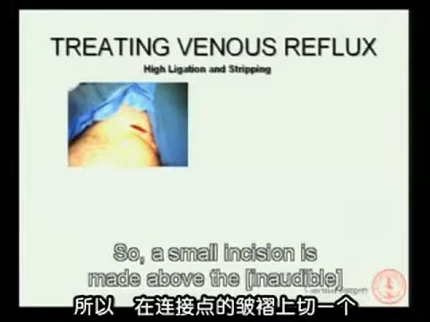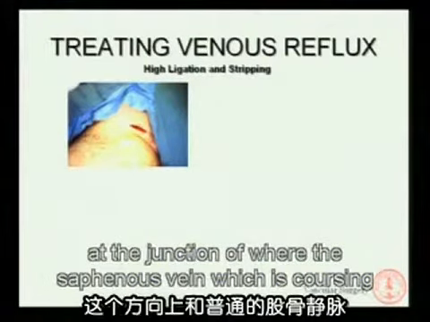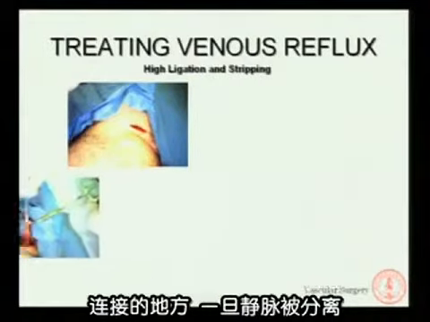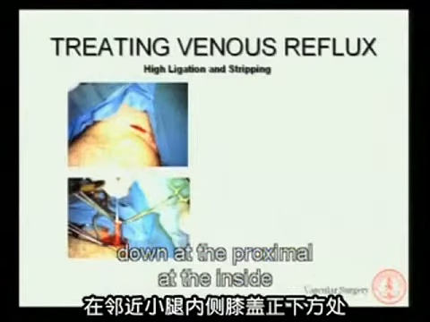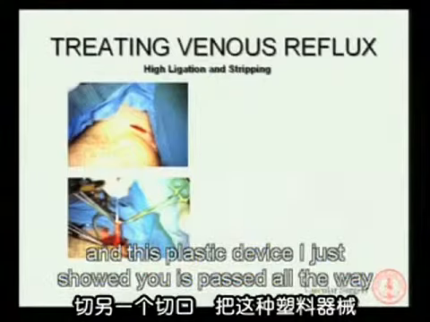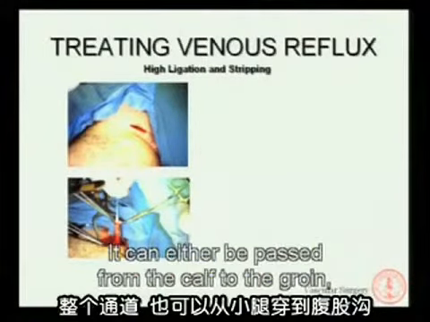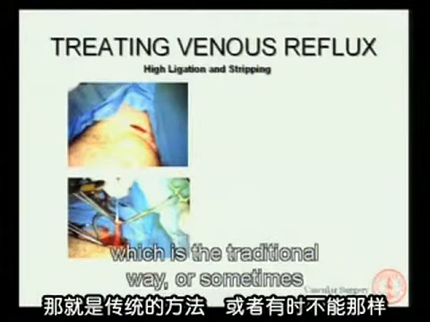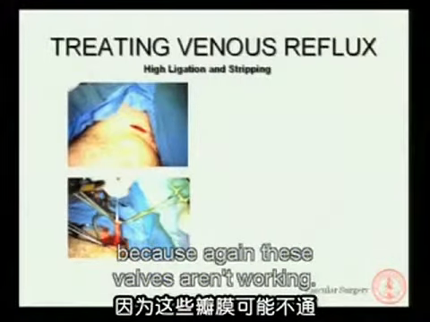So a small incision is made above the inguinal crease at the junction of where the saphenous vein, which is coursing in this direction, connects to the common femoral vein. Once the vein is isolated, another incision is made at the inside of the calf, right below the knee, and this plastic device I just showed you is passed all the way through the vein. It can either be passed from the calf to the groin, which is the traditional way, or sometimes if it can't be, we can pass it in the retrograde fashion because, again, these valves aren't working.